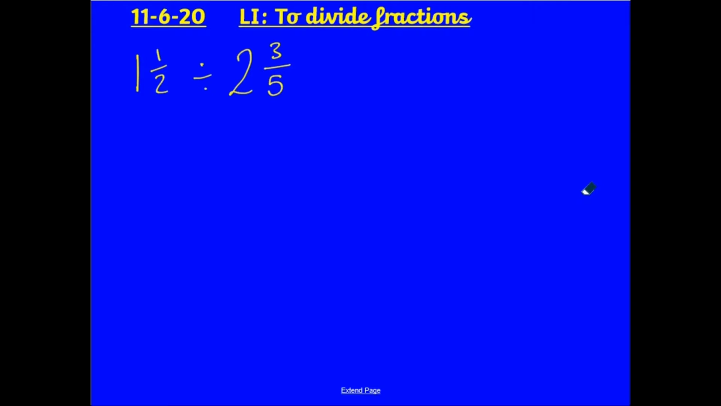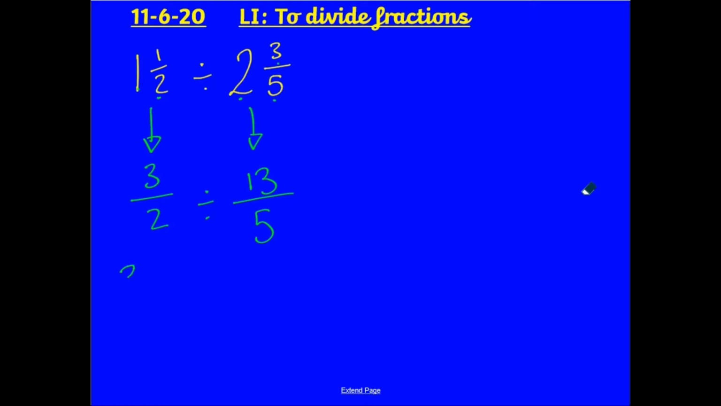Now then, I've got another problem here, and it's 1/2 divided by 2 3/5. Before you even start to divide these, what you're going to have to do is to make them into top-heavy fractions, improper fractions. So let me just start by changing these. The first one here, I've got 1 times 2 is 2, plus 1 is 3 over 2. And I've got 2 times 5 is 10, plus 3 is 13 over 5. So I've got 3 over 2 divided by 13 over 5. I can now start to solve this one.